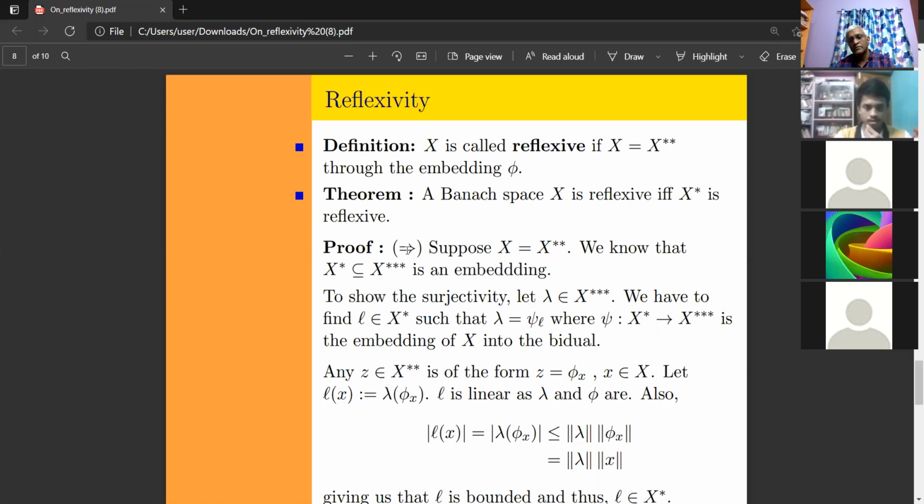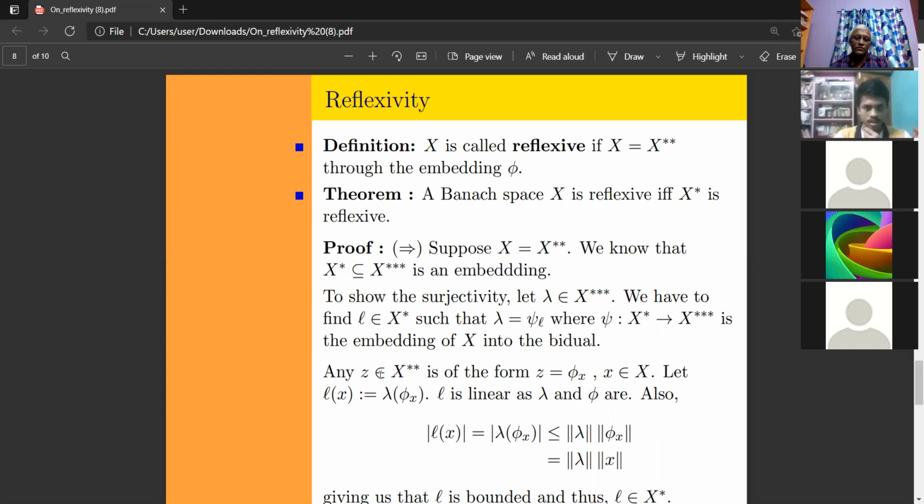So for the forward direction, suppose H is reflexive. Then we have to show that H star is reflexive. That is, we have to show that this inclusion is actually an equality. So we just have to show the surjectivity, because we already proved that it's an embedding. So suppose lambda belongs to H triple star. We have to find some L such that lambda is equal to psi L, where psi is this embedding.